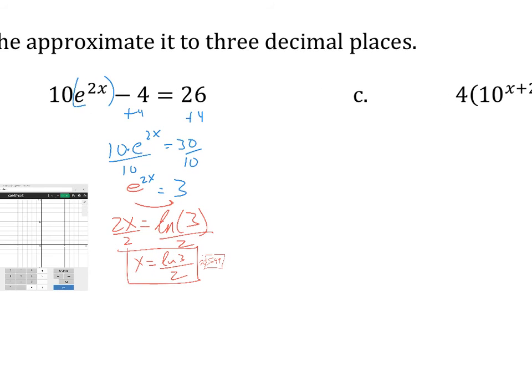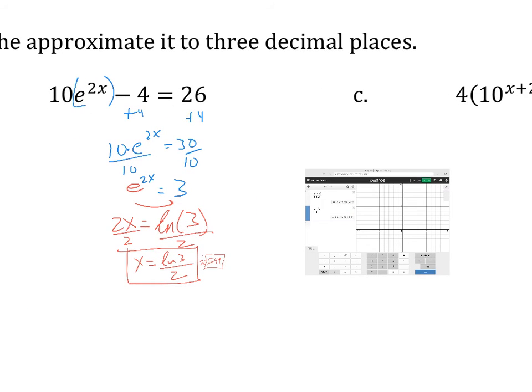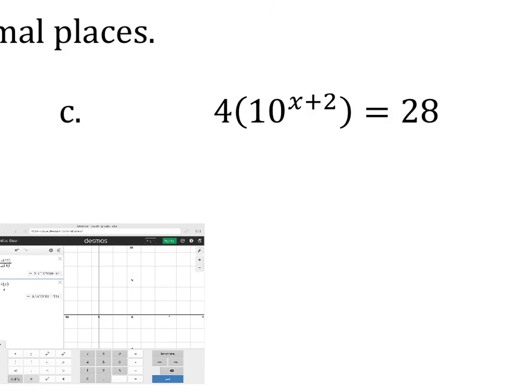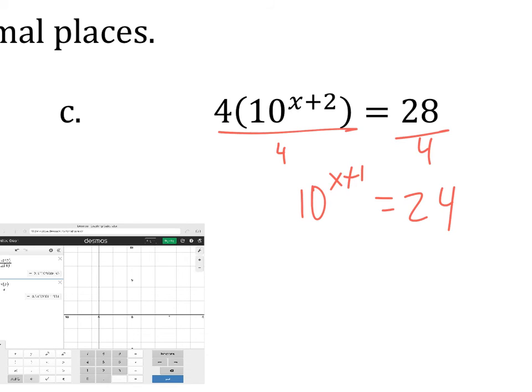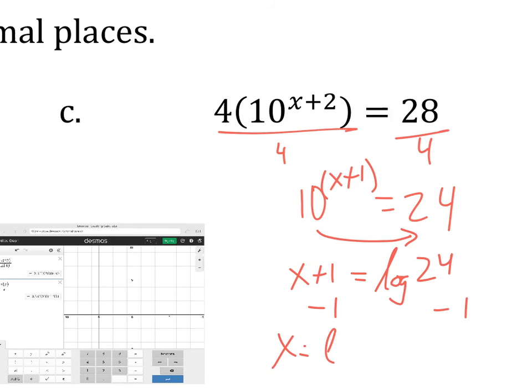All right, one more here. Bring the calculator on over. Again, we want to get that exponential all by itself, so let's get that 4 out of there first. So 10 to the x plus 1 equals 24. So now we're all ready to change it into logarithmic form. So the exponent, which is x plus 1, equals log base 10, which remember when it's base 10, we don't usually write the base 10, so it's the log of 24. Subtract 1 from both sides. x is log 24 minus 1.